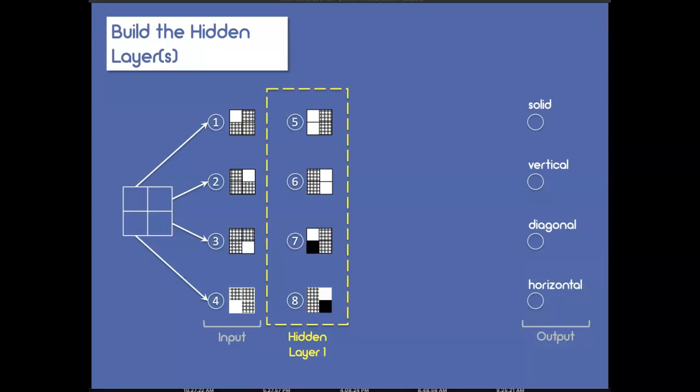The next step is to connect the neurons in the input layer to those in the first hidden layer. We do this by constructing the pattern we are looking for in the hidden layer from corresponding neurons in the input layer. Let's look at an example.